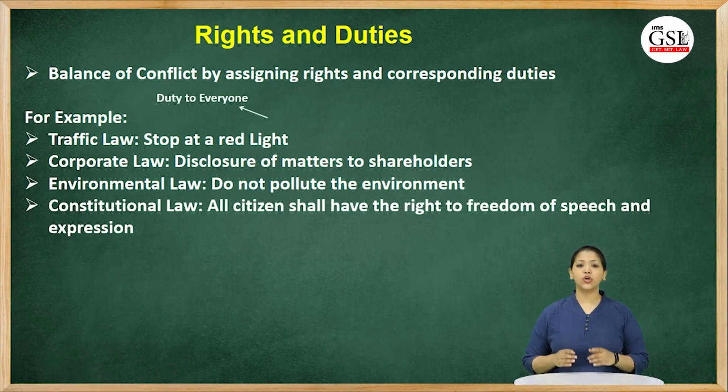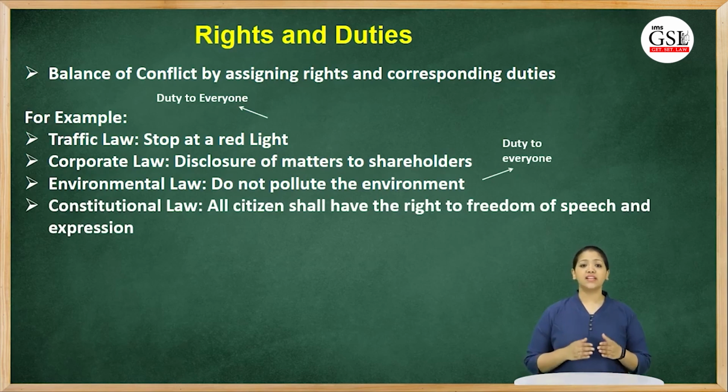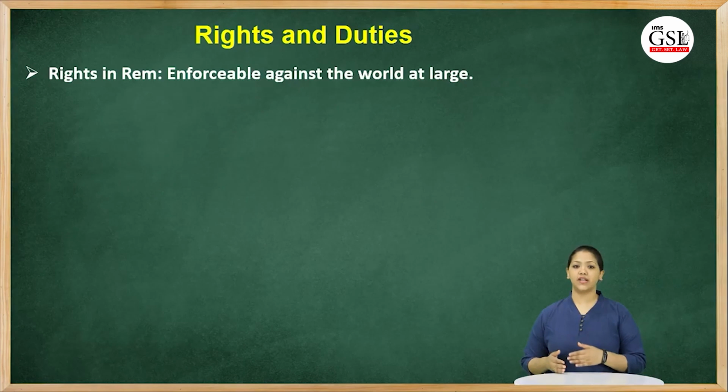You will notice in the above examples that the traffic rules give rights to everyone. All persons who are driving a car have a duty to wait at the red light. Same goes with the environmental law. Every person has the duty to keep the environment clean. The duty is assigned to everyone. They are not assigned to a particular class of people. The rights that emanate from such duties are known as rights in rem. It means these rights are enforceable against anyone who tries to deny their duty.